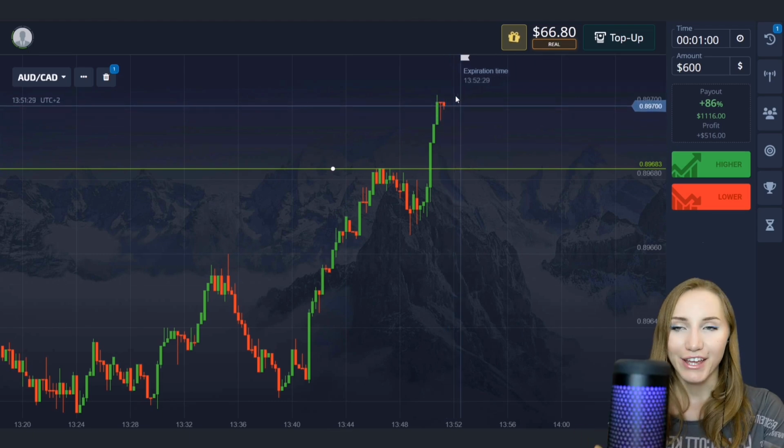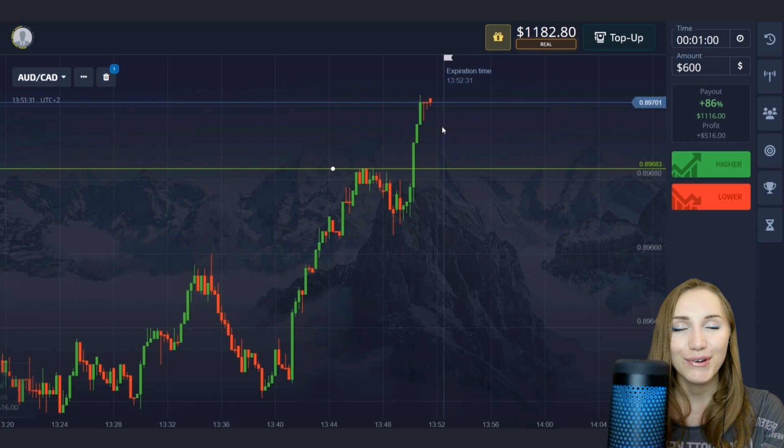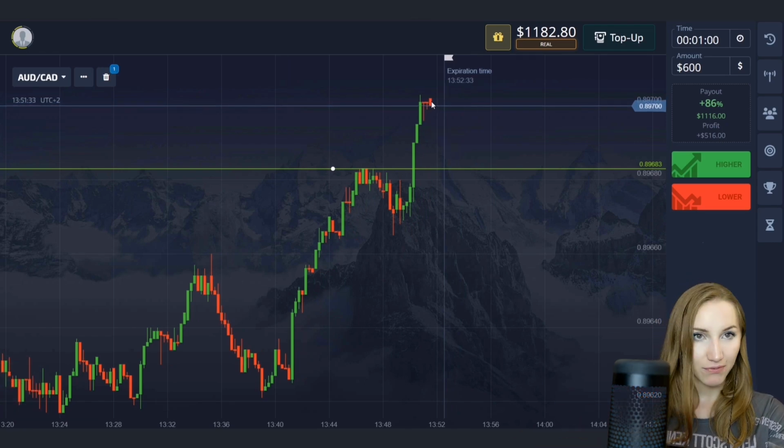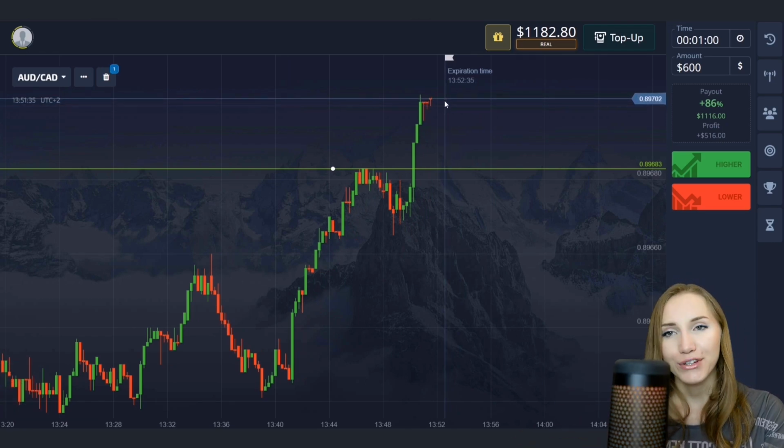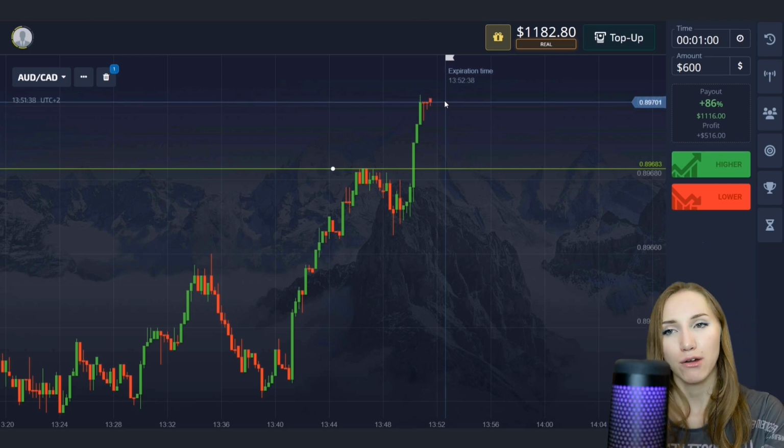So guys, it is very good. As you can see, this level is broken through completely, so we got the profit here. So we earned our money on the breakthrough of the resistance level.